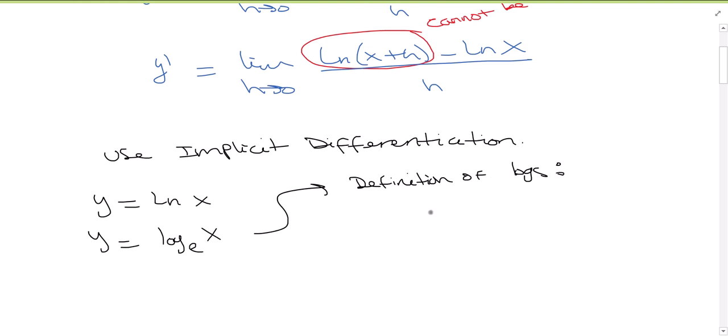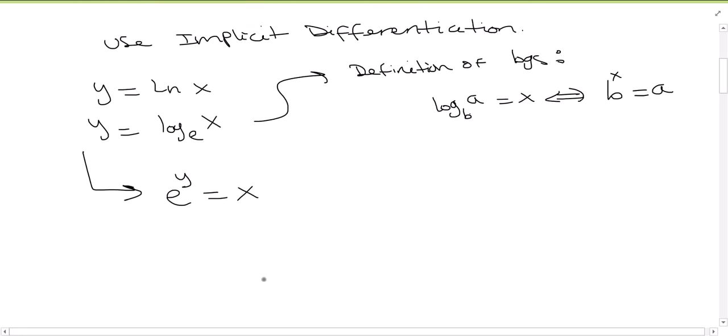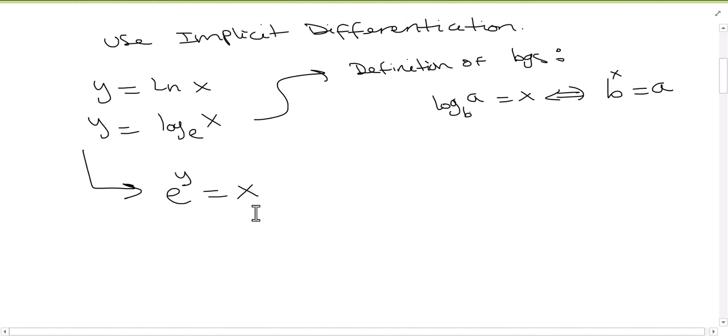Using the definition of a logarithm, what do I know? If I have log base b of a equals x, this can be rewritten, forwards and backwards, as b to the x equals a. So using my definition of logarithms, the base is e, so e to the y equals a, what's on the inside of the log. In this case, the inside of the log is x. And so I can rewrite the natural log of x as e to the y equals x. And this is why e to the x and ln of x are inverses of each other.